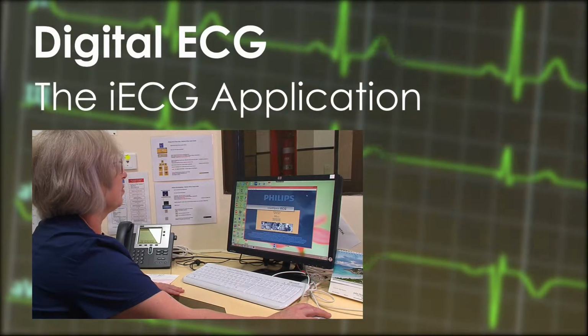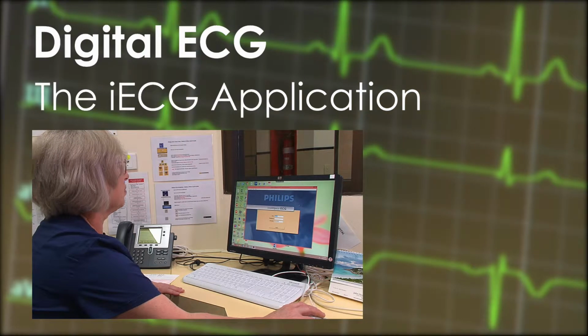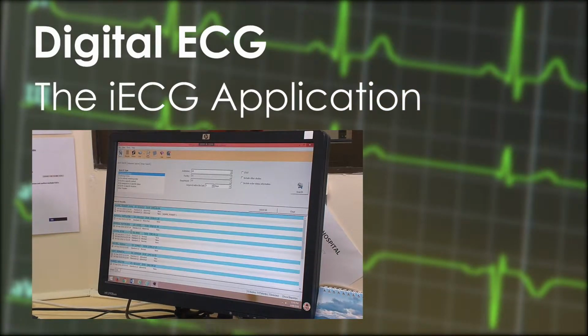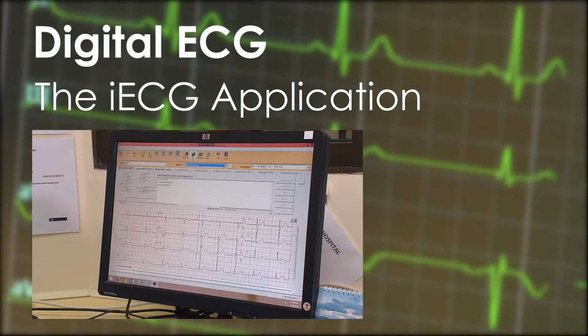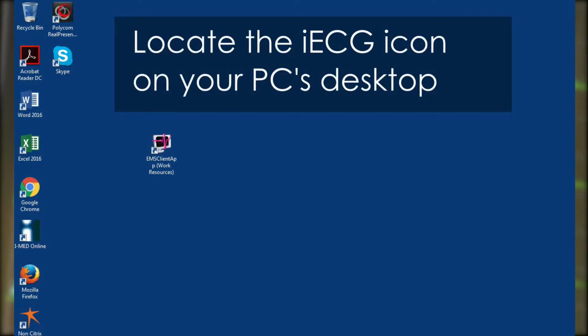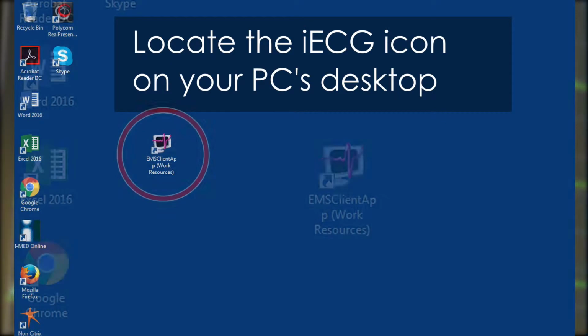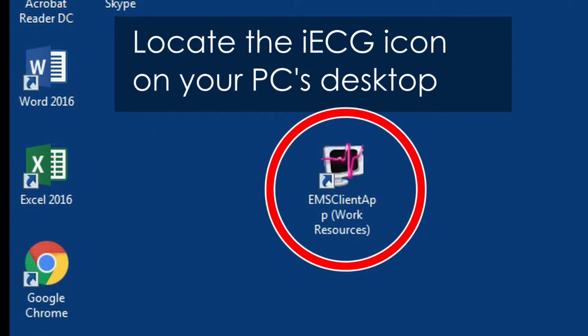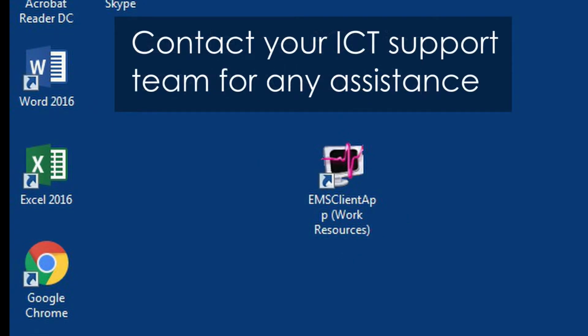First, we will take you through the use of the application iECG, which can be accessed by using your health service login or any health service computer. The first step is to locate the iECG icon on your desktop. Not every computer has the same setup, so it might be different in your location. Speak to your local ICT team if you need assistance.